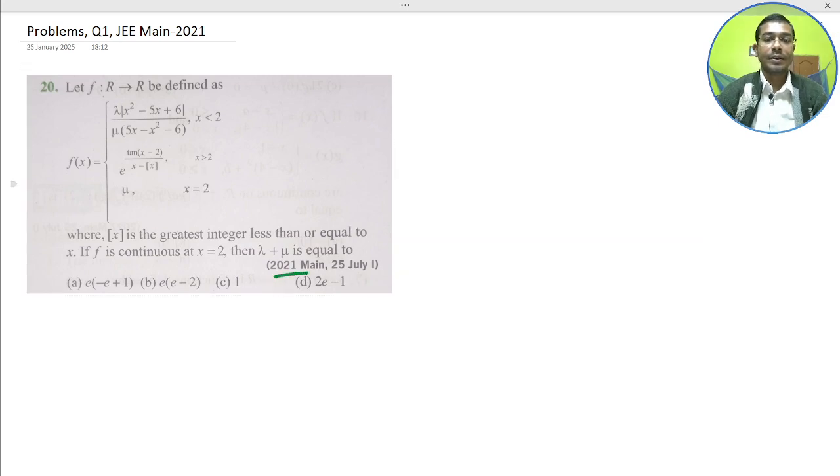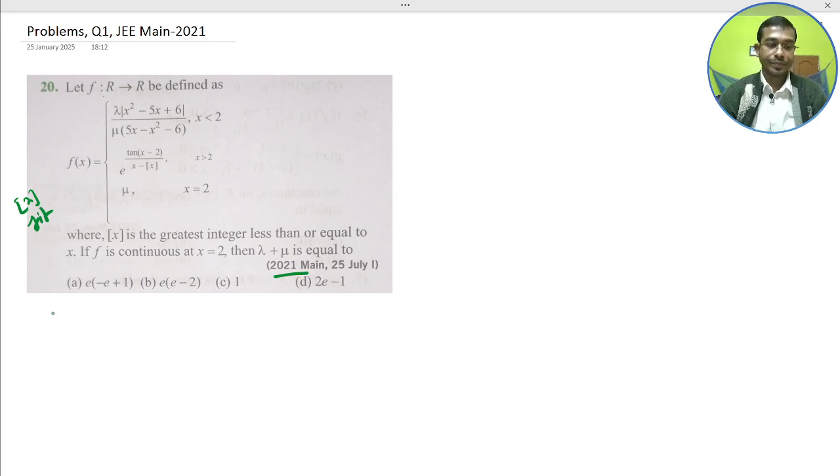First one is from JEE Main 2021. It says: let f from R to R be defined as f(x) by these three expressions for x less than 2, x greater than 2 and x equal to 2, where [x] is the greatest integer less than or equal to x. This is the greatest integer function, GIF. If f is continuous at x equal to 2, then find the value of lambda plus mu.